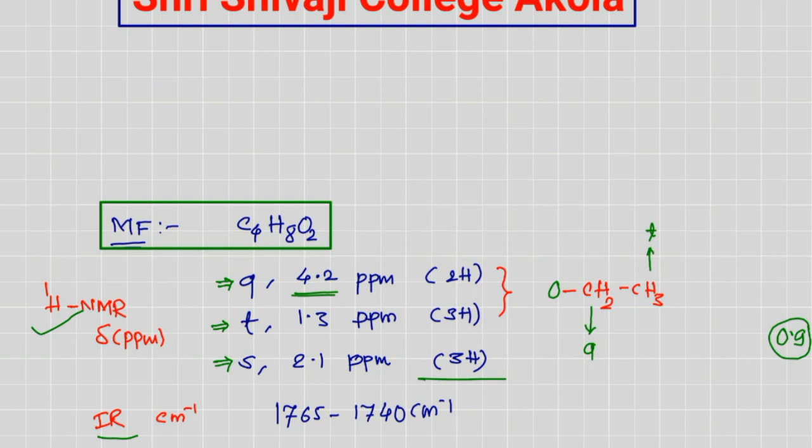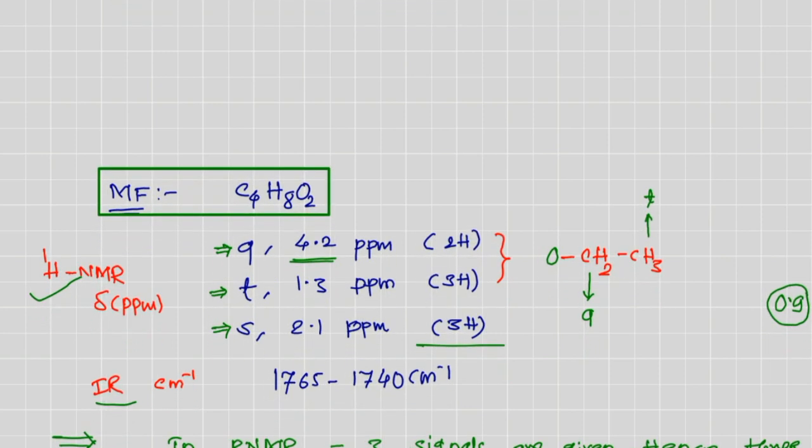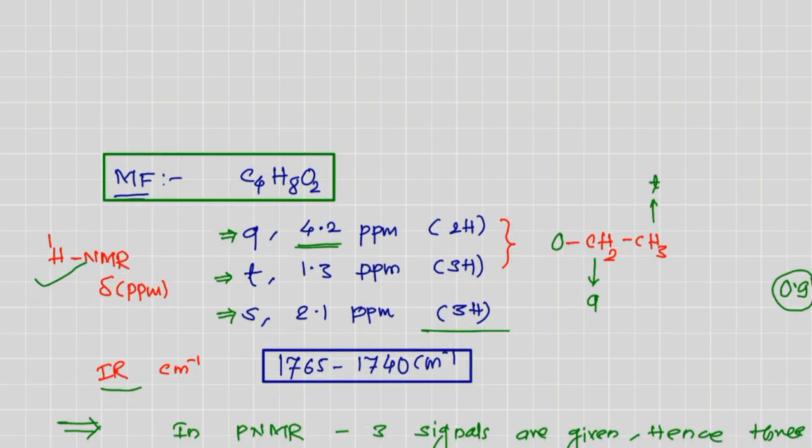So there is no need to do extra work. Now let's see the second spectral data, that is IR. In the IR, 1765 to 1740 per centimeter is given, and that frequency is due to the ester group. All of you know that 1765 to 1735 is the range for the ester carbonyl. First we will see the NMR, then we will go to the other one.